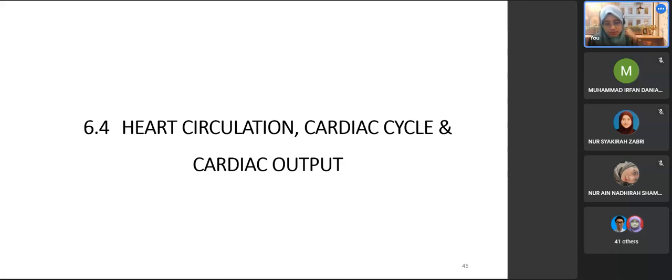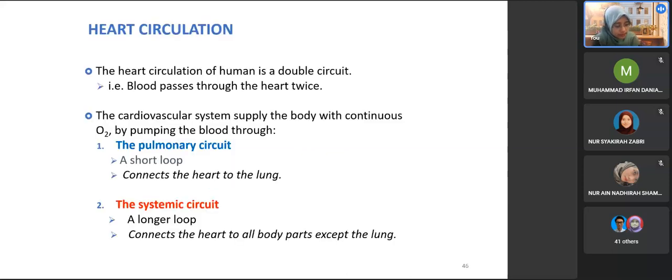Okay, so the next subtopic, we are going to look at heart circulation, cardiac cycle, and also cardiac output. Okay, so heart circulation. So the heart circulation of human is a double circuit. Ini pun dah tengok dah tadi sebenarnya. I already explained to you earlier. Okay, it is the same thing. Okay, so blood passes through the heart twice.